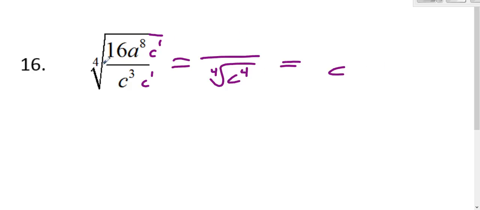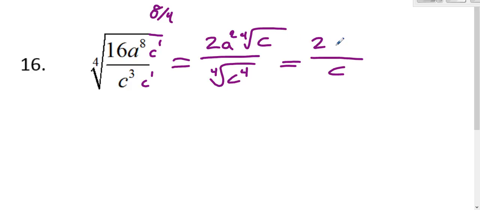And then our numerator, we have the fourth root of 16, which is just 2. The fourth root of a to the 8th, just think of that as a fraction, 8 divided by 4, so that's going to be a squared. And then, of course, that c, it's only its first power, so that cannot come out of the radical. So our numerator is 2a squared times the fourth root of c.